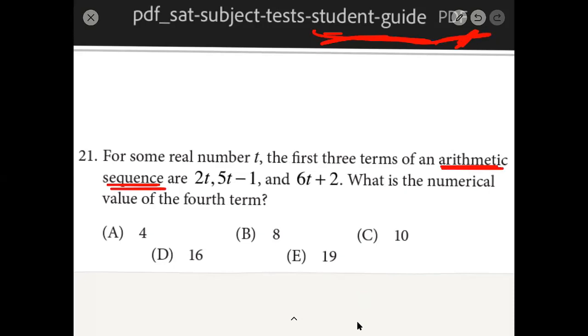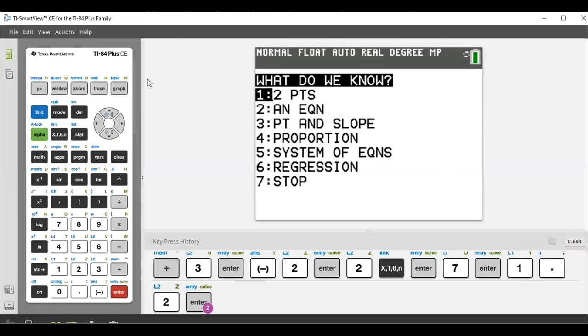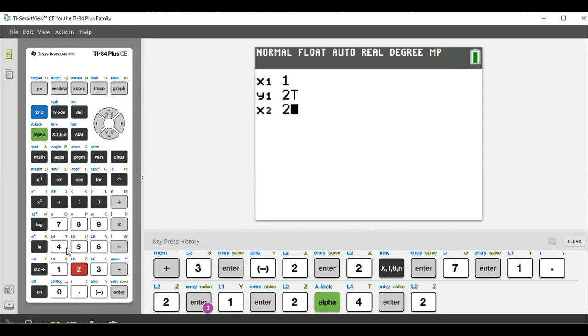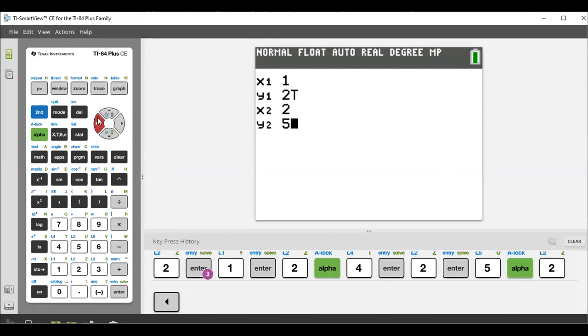So here, I'm going to go to the program, I'm going to press enter, and I am going to use 2 points again. So it's basically going to be very similar to the question we just had. So the very first term that we have was 2t. I'm going to use t for this one, even though I could use an x. All right, so it was 1, 2t. The second term was 5t minus 1.